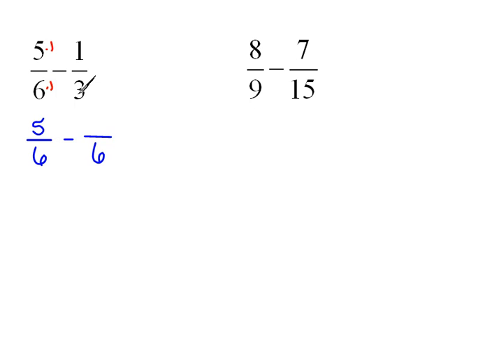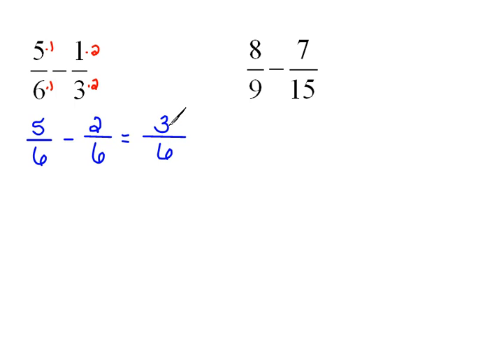Now for the second fraction though, 3 times 2 would give me the 6 for the denominator, so we have to do the same thing to the top. 1 times 2 would be 2. Now we can do our subtraction. So we would keep our denominator the same, which would be a 6, and 5 minus 2 would be 3.